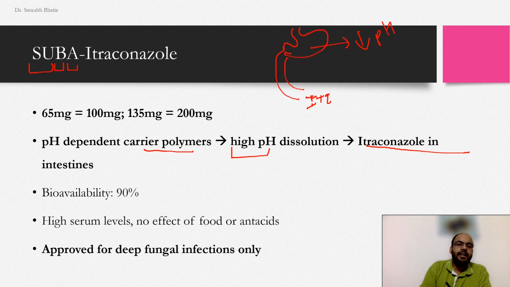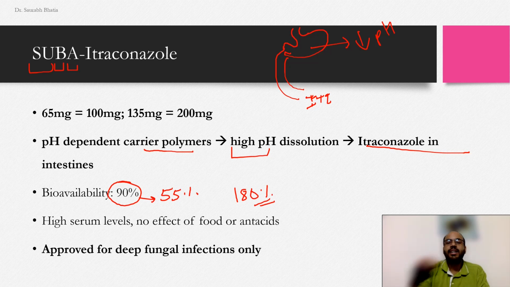The bioavailability increases to 90%. Remember that for normal itraconazole, it is around 55%. That means nearly double the bioavailability. That is why in some of the articles they mention the bioavailability of SUBA-itraconazole is 180% when compared to normal itraconazole. So bioavailability is nearly double.